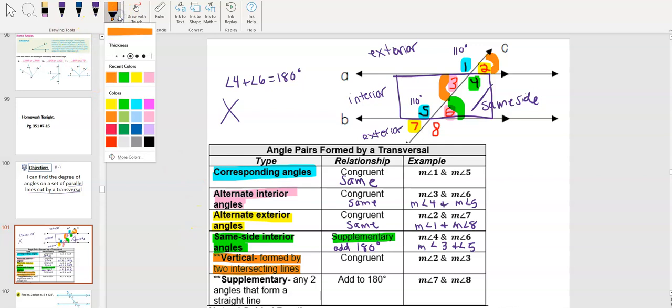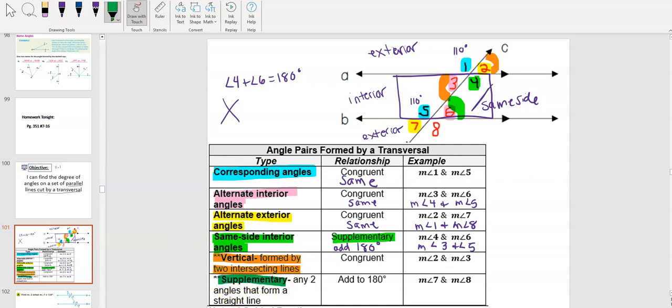And then the last set of angles that we need to know are supplementary angles. Let's do dark green. Now, supplementary angles, again, do not only form on pairs cut by a transversal, but any 2 angles that add up to 180 degrees or a straight line are supplementary.